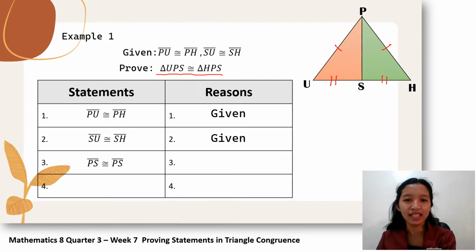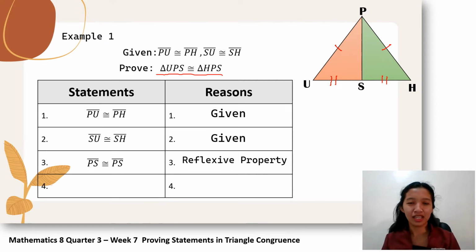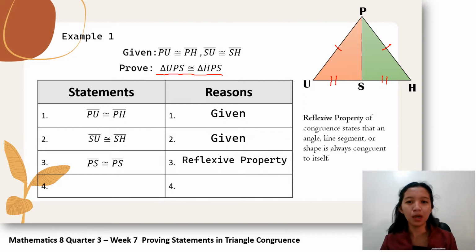And our reason for that, recall from our previous topics. What postulates, properties, theorems, or anything will support our statement, which is that line PS is congruent to line PS? So what must it be? It is the reflexive property. So what do we mean by reflexive property? The reflexive property of congruence states that an angle, a line segment, or a shape is always congruent to itself.